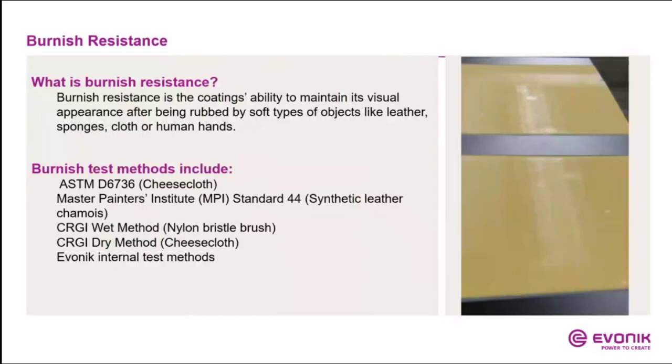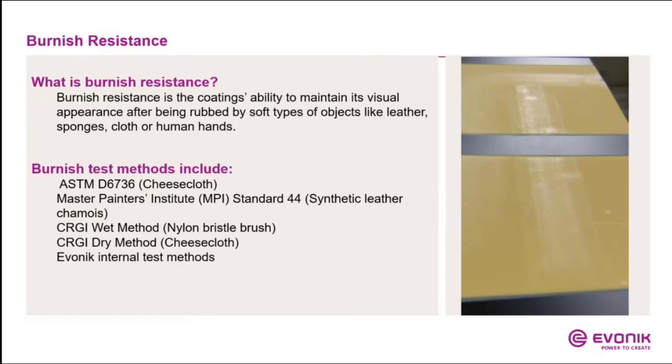First reason or first benefit of using these spherical particles is to improve the burnish resistance. So first of all, what is burnish resistance? Burnish resistance is a coating's ability to maintain its visual appearance after being rubbed by soft types of objects like leather, sponges, cloth, or human hands. So after treating the surface, you see gloss differences, which is very visible on the picture on the right side.